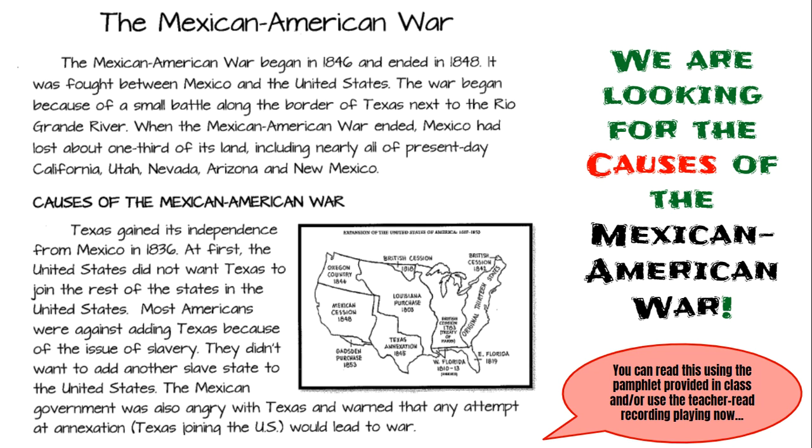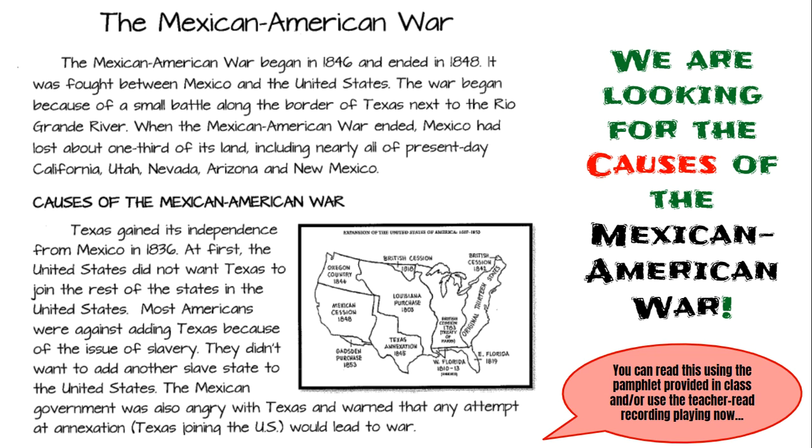So we're looking for causes of the Mexican-American War. The Mexican-American War began in 1846 and ended in 1848. It was fought between Mexico and the United States. The war began because of a small battle along the border of Texas next to the Rio Grande River. When the Mexican-American War ended, Mexico had lost about 1/3 of its land, including nearly all of present-day California, Utah, Nevada, Arizona, and New Mexico.